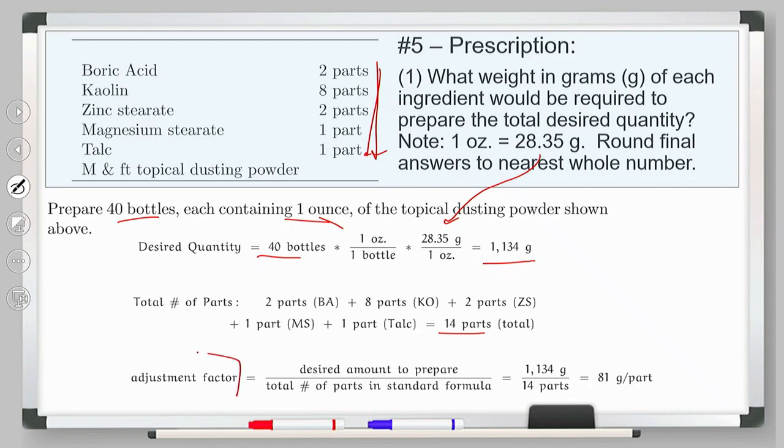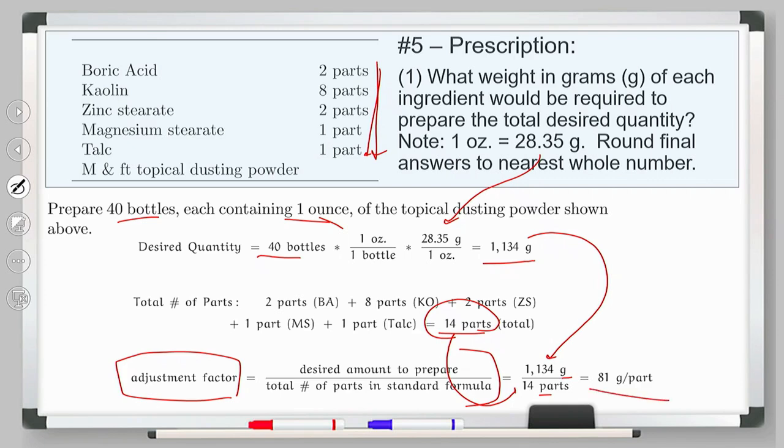This is the biggest thing here, and I will give you this adjustment factor formula if you need it, but you still have to be able to understand how to interpret this. It's the total amount to prepare, so the amount that I want to prepare, 1,134 grams, over the total amount in the formula, which I said was 14 parts. Now, grams and parts do not cancel out each other, okay? So I don't get a unitless multiplication factor, but I do get a multiplication factor, in this case, when you divide that out, of 81 grams per what, though? Per part. I need 81 grams per part. Per part of what?